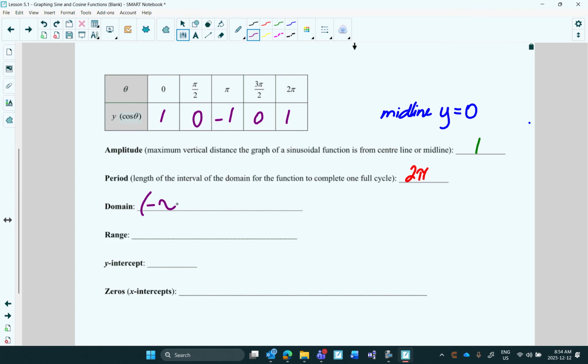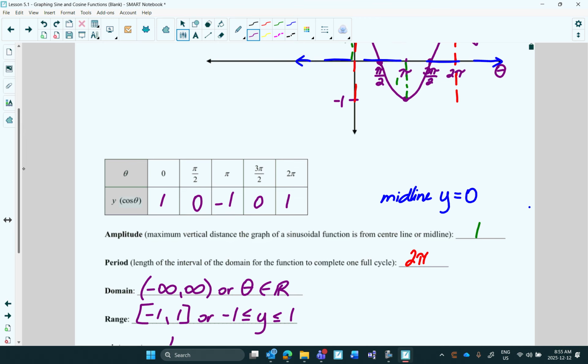So the domain would be negative infinity to positive infinity, or theta ∈ R. Either notation is fine. The range goes from a bottom of -1 up to +1, or if you write it in the other notation, it looks like this. Y-intercept? 1. This one's a little tricky. The zeros, or the X-intercepts.